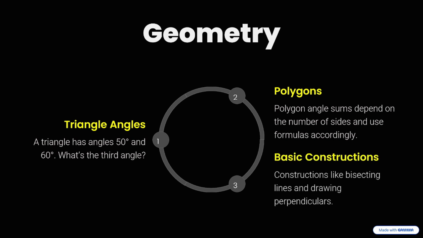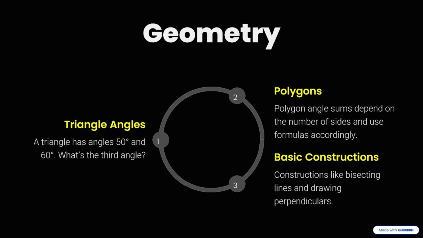A basic question would be: a triangle has angles 50 and 60. What's the third angle? Well, we know the sum of angles in a triangle is 180. So 180 minus 50 minus 60 equals 70. Geometry questions often test your understanding of symmetry, angles in parallel lines, and transformation too, like reflecting a shape in a line or rotating it about a point on a grid.